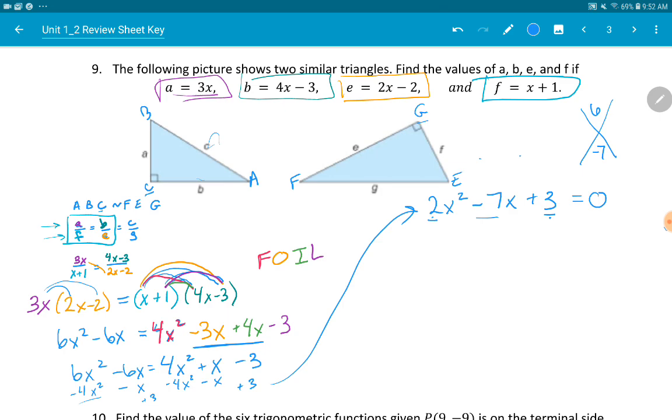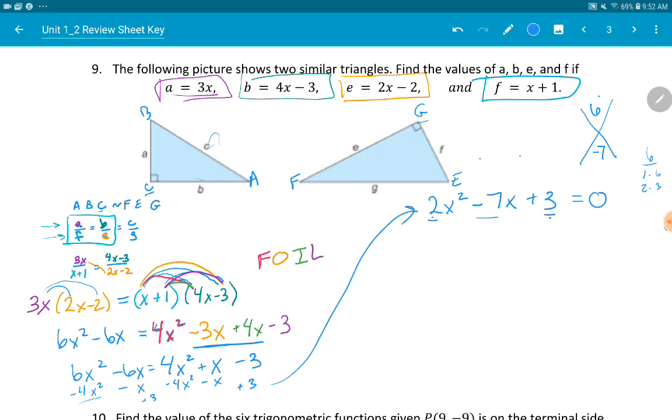So now I have to think, what will multiply to 6 and add to negative 7? That's going to be my two numbers here. So my factors of 6 are either 1 and 6 or 2 and 3. And that's it, because then the next one's 3 and 2 and 6 and 1. So once I've got down about halfway, then I'm done.